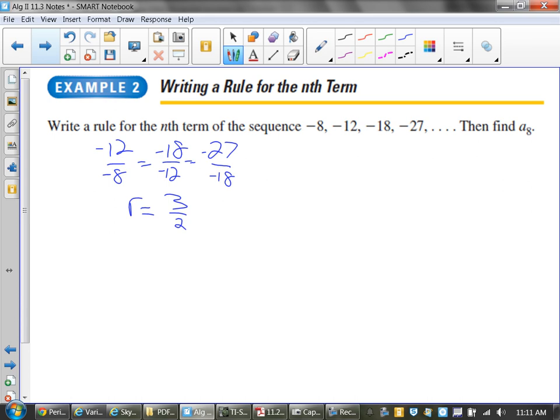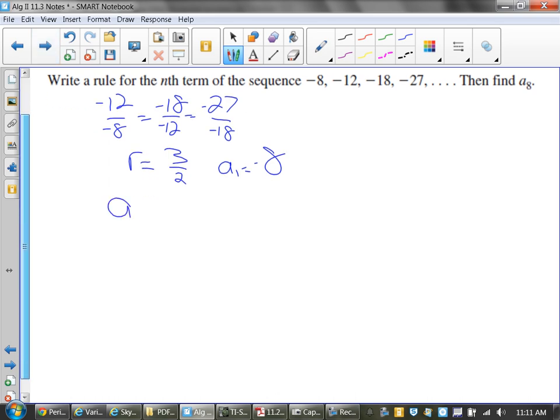What's your first term? Your first term is -8. Like I suggested yesterday when we were talking about writing out the rules, write out the equations a couple of times. It'll force you to commit it to memory. The nth term, first term, ratio, n minus 1. So it's -8 times 3/2 to the n minus 1. And that's my rule.